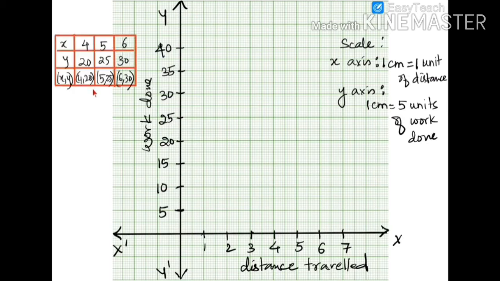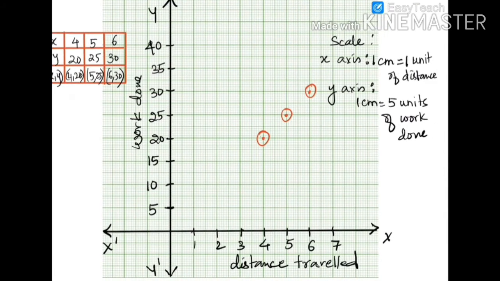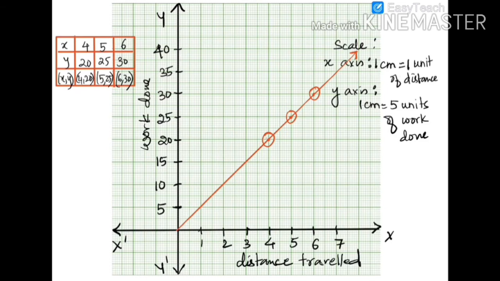Here is a table of solution that we need to plot on the graph. So the first point is 4, 20, which is here. Second point is 5, 25, which is over here. And the third point is 6, 30, which is here. Now join these points using a ruler. Since the x coordinate and the y coordinate cannot take negative values, we will not extend this graph beyond the first quadrant.